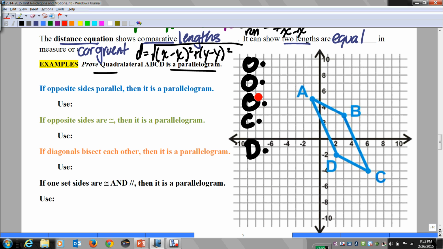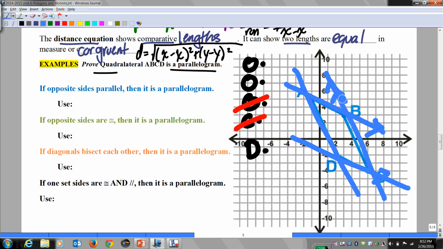Midpoint, slope, and distance cannot help us with opposite angles being congruent. And it can't help us to show that consecutive angles are supplementary. But the other three we can use. For example, if I want to show that opposite sides are parallel, I want to show those are parallel and those are parallel, we would use the slope equation because slope shows tilt. And I would do the slope equation 4 times.